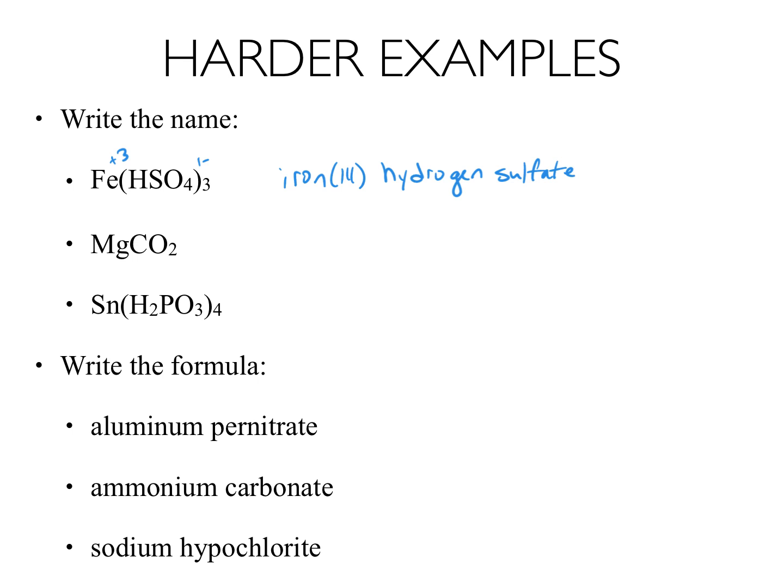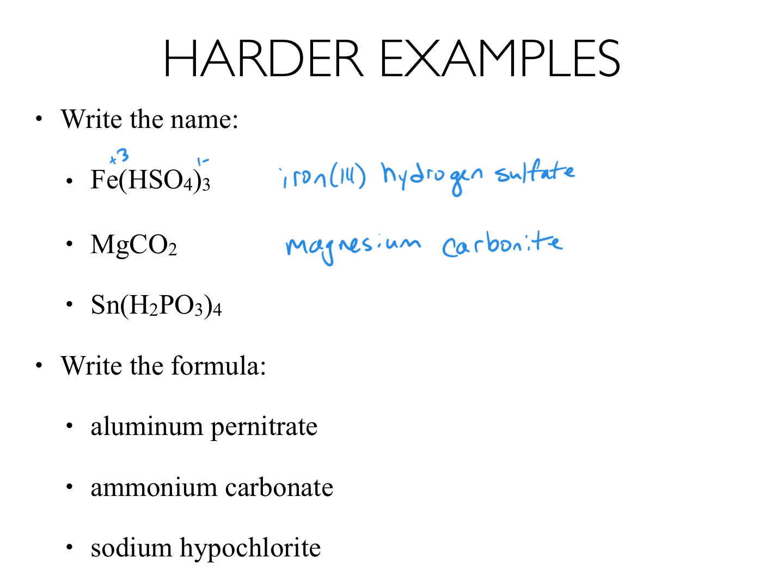Next, we've got MgCO2. Now CO2, you might think is carbon dioxide, but it's not. It's a polyatomic ion that's attached to magnesium. This is carbonate with 1 less oxygen, so this is carbonite. So we've got magnesium carbonite. No Roman numeral necessary because magnesium is not a transition metal.